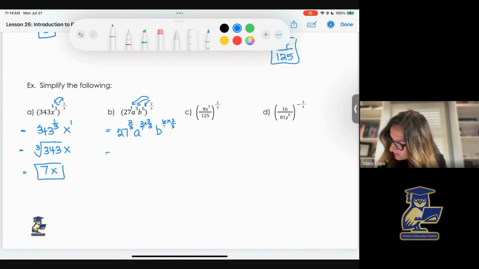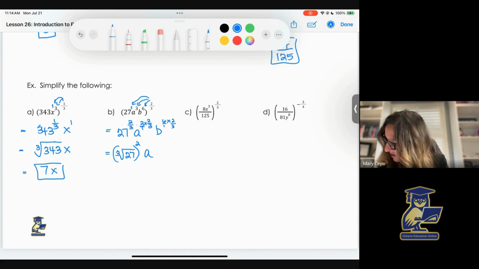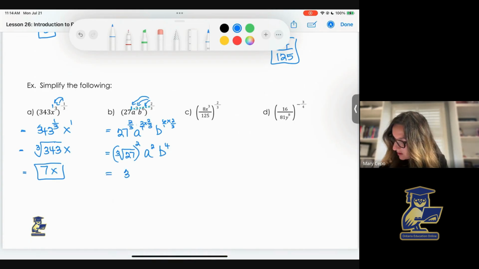So this becomes the third root of 27, all to the power of 2, a to the power of 3 times 2, numerator number 6, divided by 3, which is 2, and b to the power of 6 times 2 is 12, 12 divided by 3, which is 4. Taking the third root of 27, we know that's going to be 3, because 3 times 3 is 9, 9 times 3 is 27. And then we know 3 squared is 9. So it's 9a squared, b to the power of 4.